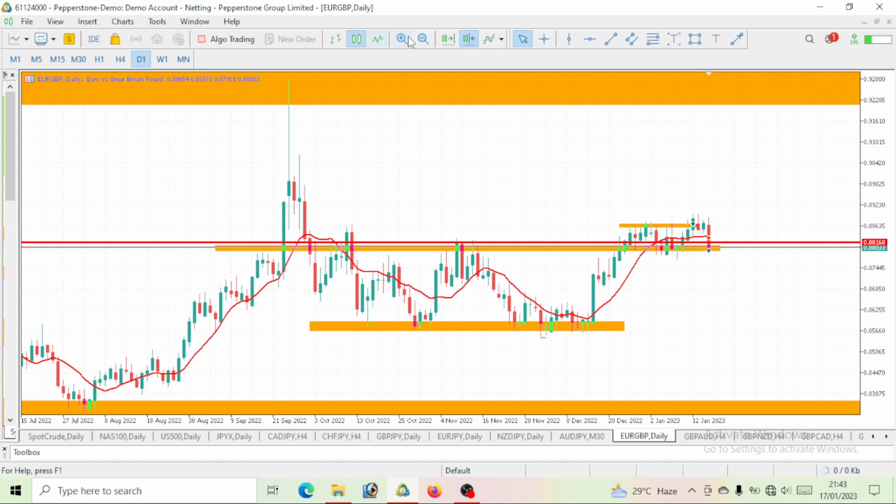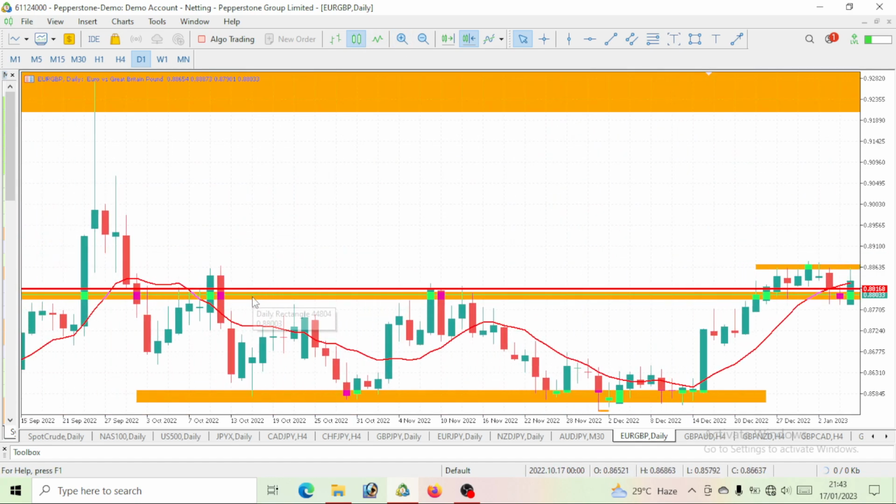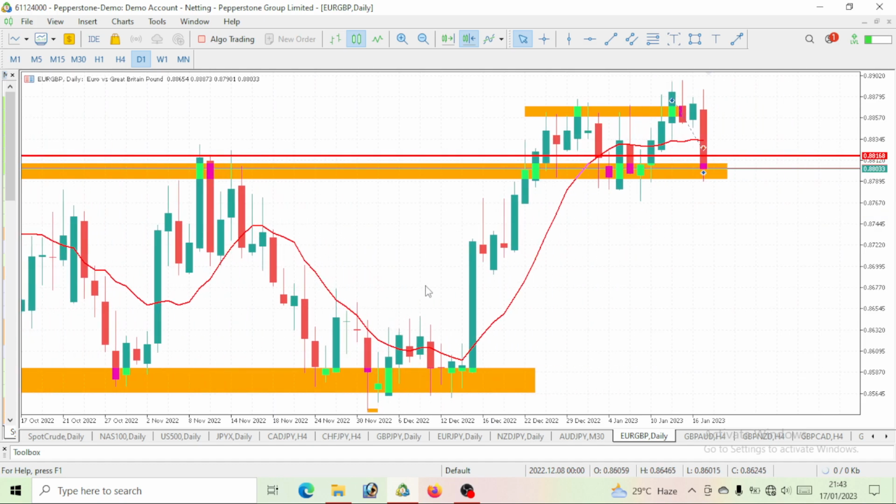So I've highlighted this level. If you were following consistently, we would have seen how we took this level to be the resistance level and this level down to be the support level. Well, price has now broken above this previous resistance level, and that previous resistance level, which was serving as our resistance level previously, is now serving as the support level.